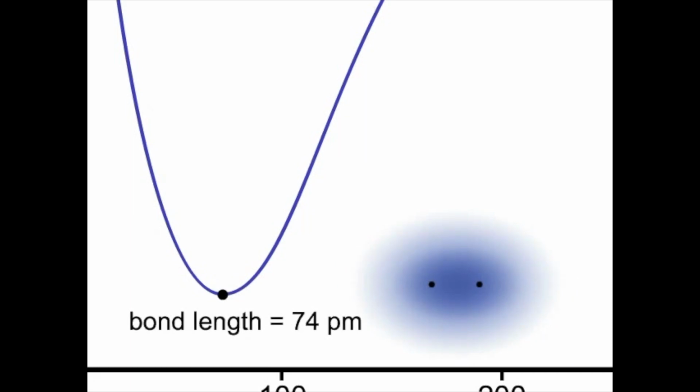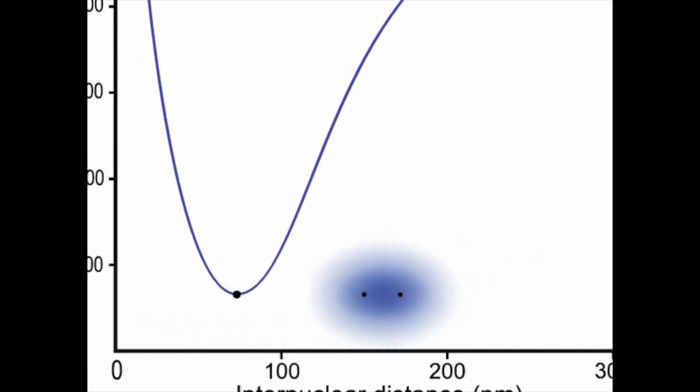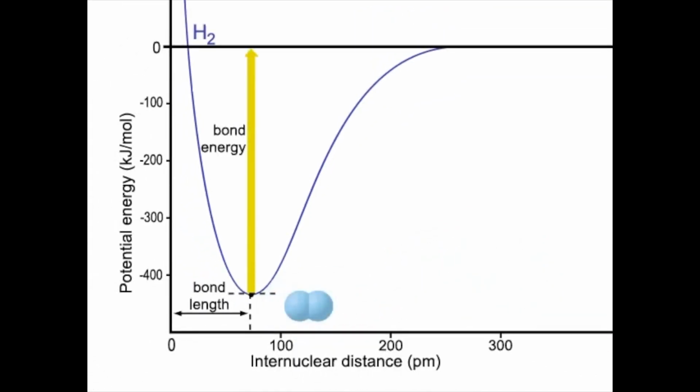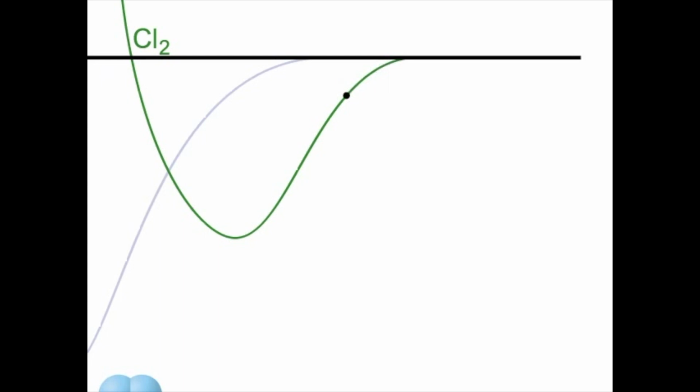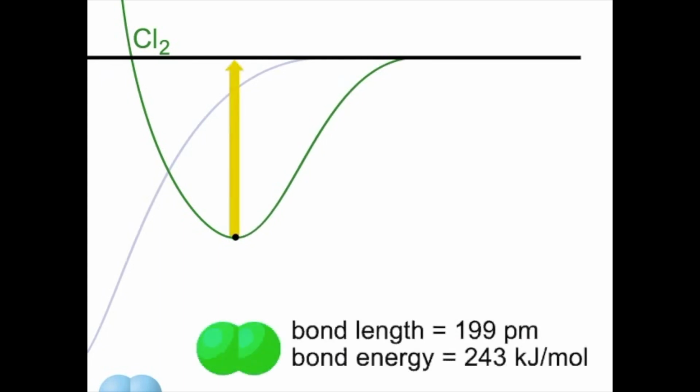The bond energy, the difference between the minimum energy and the starting point, is the energy needed to break a mole of H2 molecules into separate H atoms. For H2, it is 432 kilojoules. Now let's compare H2 with Cl2 and other halogen molecules. The much larger chlorine atoms reach the energy minimum and form a Cl2 molecule at a greater internuclear distance. Because the Cl nuclei are farther apart, it takes less energy to separate the atoms, thus a greater bond length and a smaller bond energy.